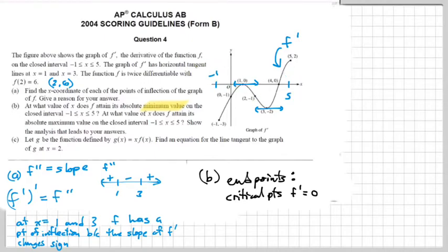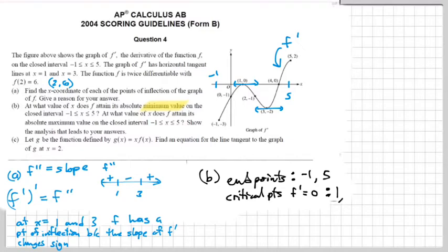-1 and 5. What are our critical points for f? Where is f prime equals 0? Right here. This is f prime, right? So right here at 1 and at 3.